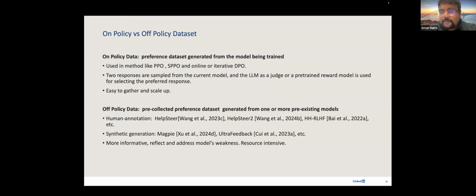Off-policy data is also super popular. This requires you to generate data via humans or another model offline before you do any training. And this is resource intensive because you either need human in the loop or you need another LLM to produce high quality data. So one very solid data set is MAGPIE, which is generated using Llama 405B. And UltraFeedback is another popular data set used in several different papers.